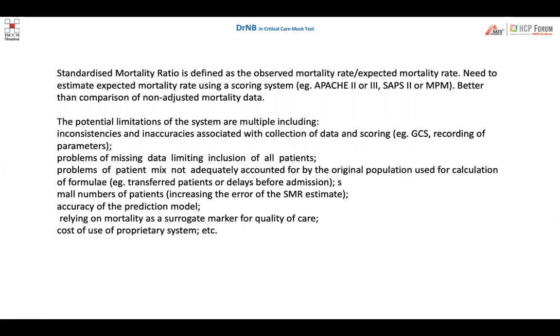So standardized mortality basically compares the expected mortality rate using a scoring system. So there is some of about a standardized mortality which is there.